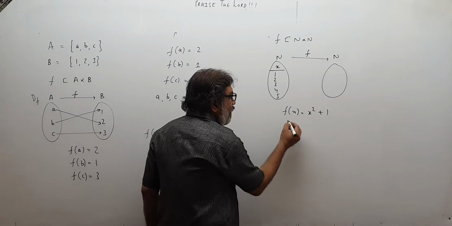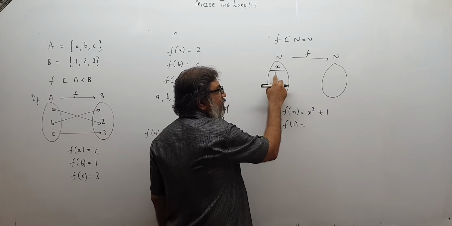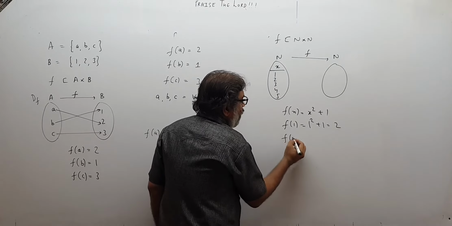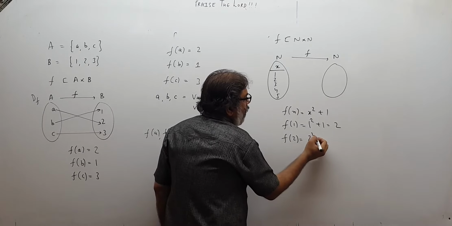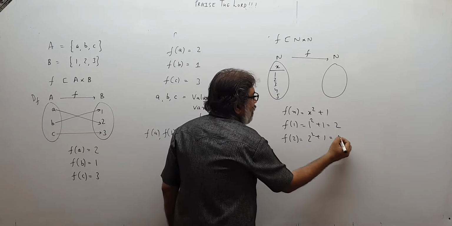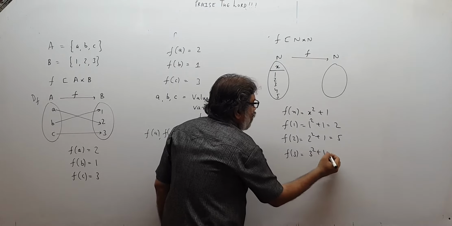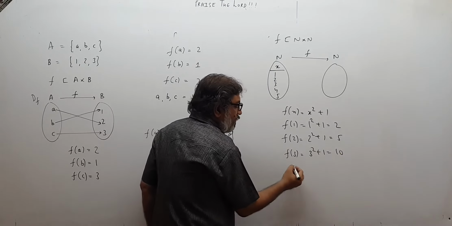So what will be f of 1? Just think, when I pick up 1 from here, it will be 1 squared plus 1, that will be 2. What will be f of 2? 2 squared plus 1, that will be 5. What will be f of 3? 3 squared plus 1, 10, and so on. What will be f of 4?